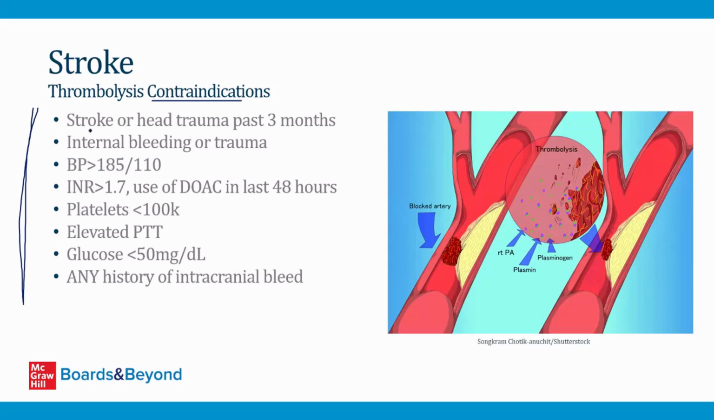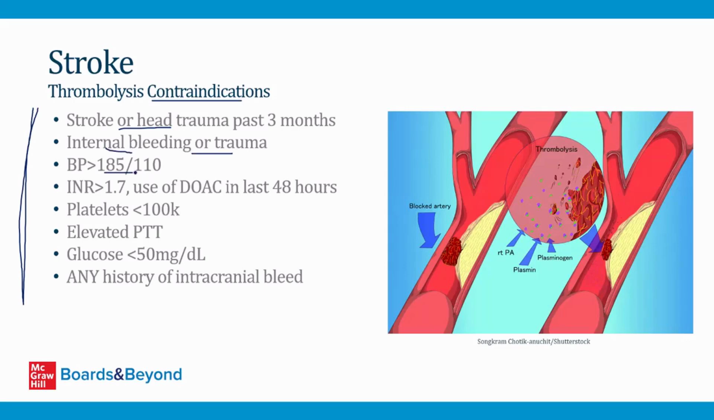So all of these items on this slide are here because they've been borne out in clinical trials as predicting risk of bleeding after thrombolytic drugs. So stroke or head trauma in the past 3 months is fairly straightforward. That raises the risk of intracranial bleeding. If the patient has internal bleeding or trauma, that's obviously bad and you don't want to give them thrombolytic drugs.